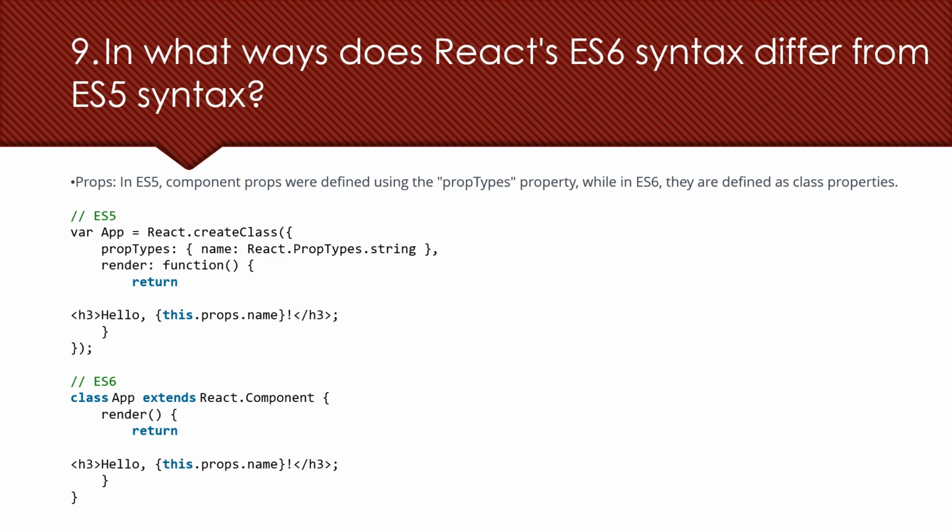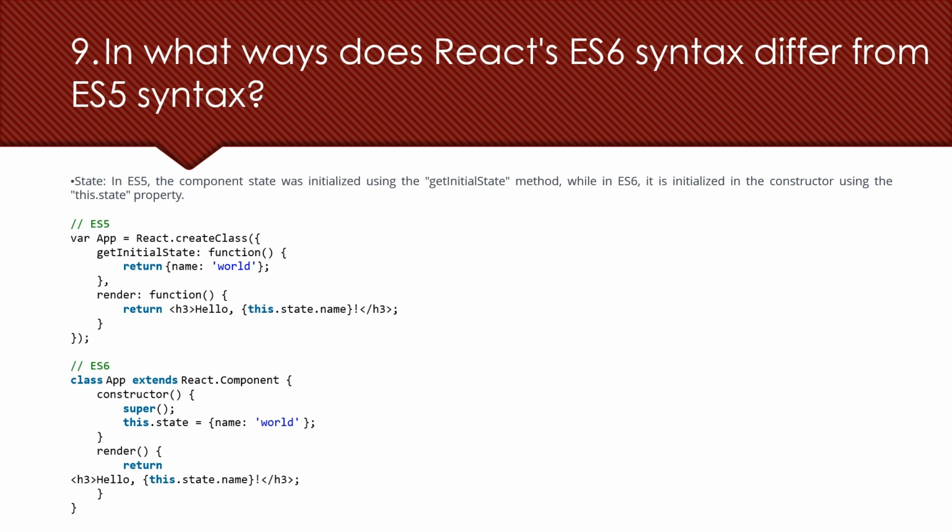The other difference between ES5 and ES6 is related to props. In ES5, component props were defined using the propTypes property, while in ES6 they are defined as class properties. For example, in ES5 we say propTypes, then name, this is my property, and this is how I define it, React.PropTypes.string, and here I am using this.props.name, right? While in ES6 we directly define them inside my class. For example, this app is my class, and here I am using it directly like this.props.name.